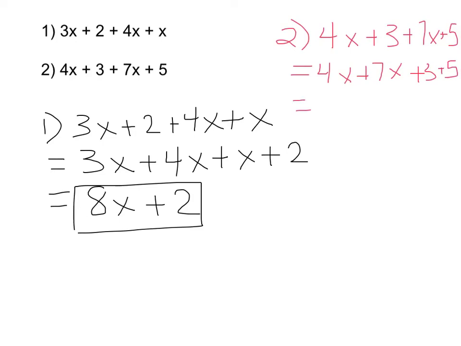And now I'm going to solve. 4x plus 7x is 11x's, and 3 plus 5 is 8. And this becomes my final answer for problem number 2.